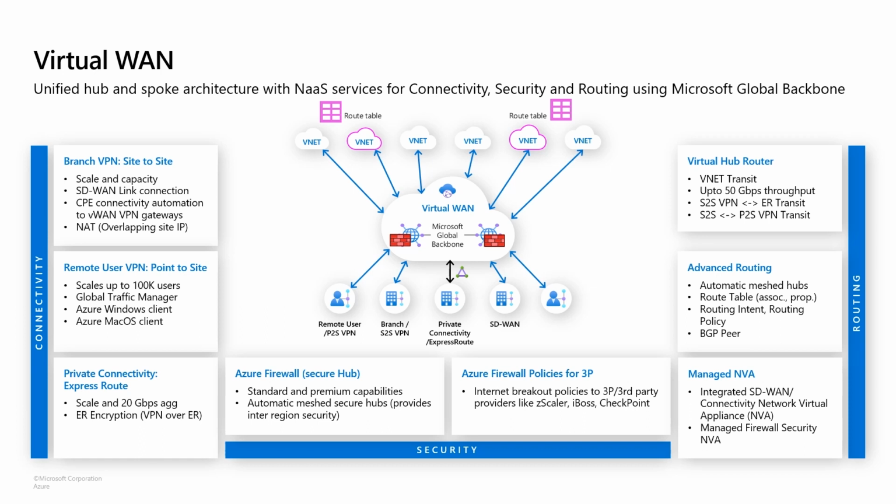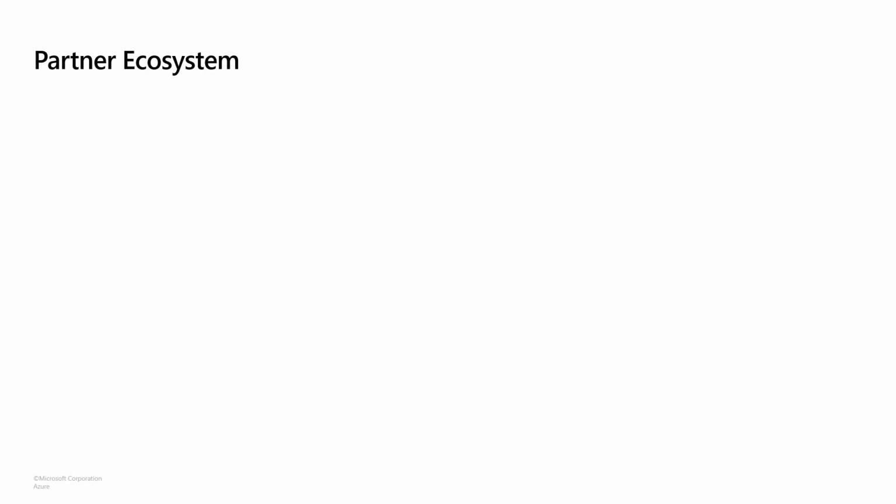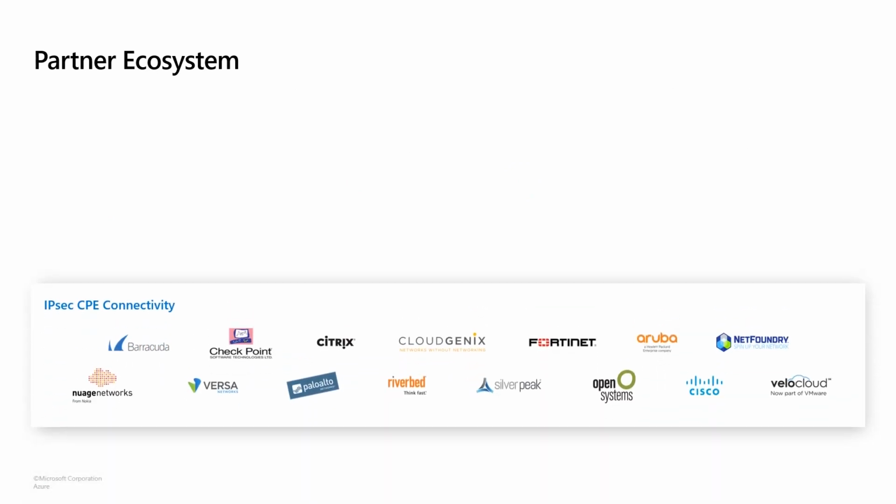Speaking of managed NVA, let's look at the partner ecosystem. So first, when Virtual WAN started, we started with the IPsec connectivity. You had all these IPsec CPEs that were out there that would terminate their IPsec connection into the Azure VPN gateway.